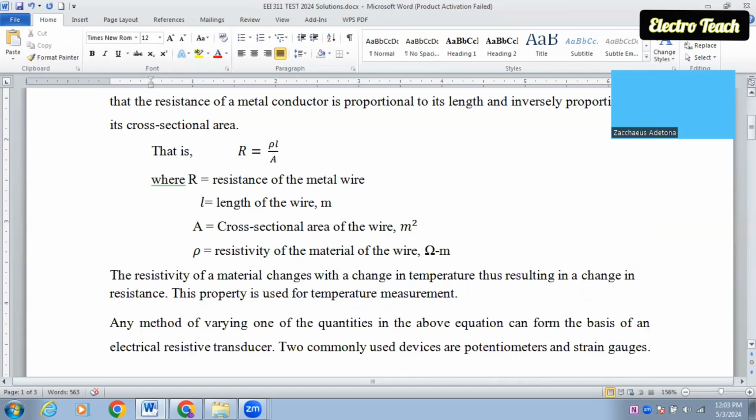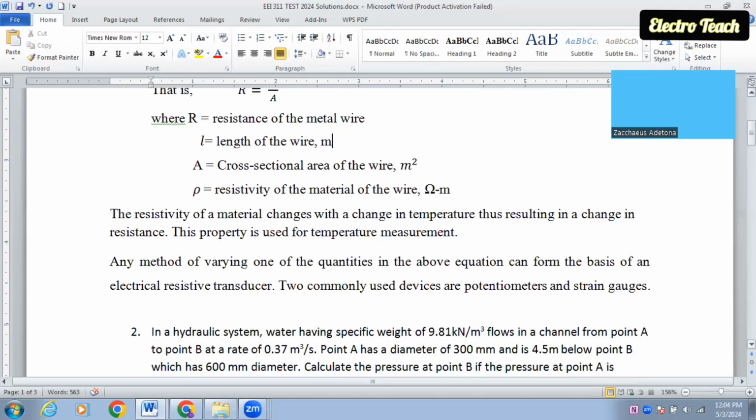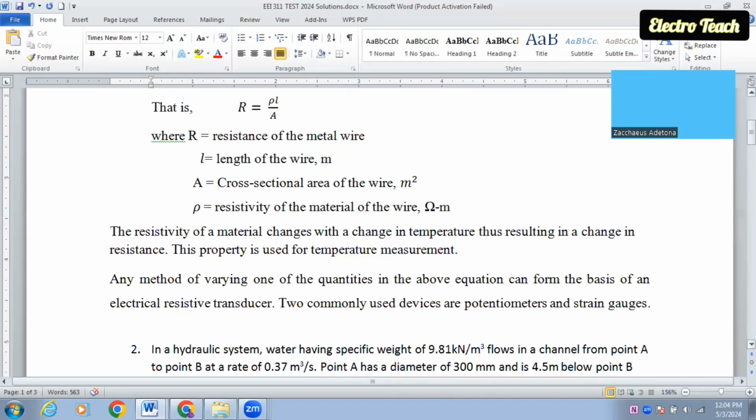Now, the resistivity of the material changes with a change in temperature, thus resulting in a change in resistance. So in other words, we can see that resistivity is a temperature-dependent property of a metal. And so this property is used for temperature measurements. So any method that we can use to vary any of the quantities above, whether the length of the material, the resistivity, or the cross-sectional area, can form the basis of an electrical resistive transducer.